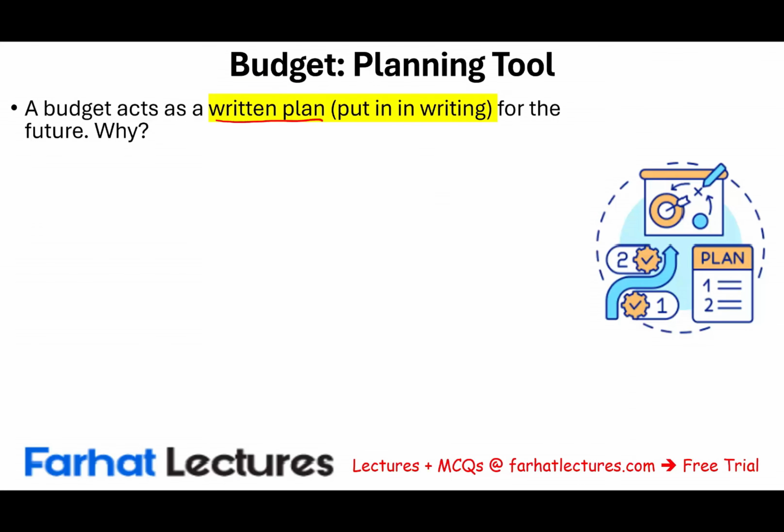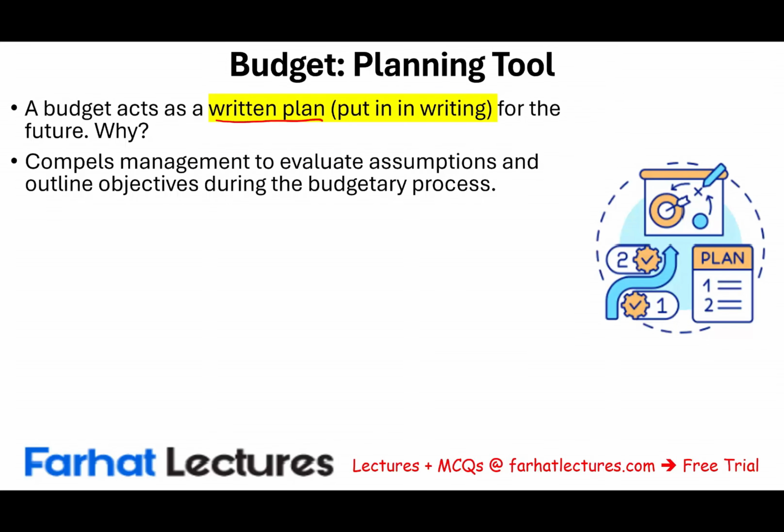Now, why does it have to be in writing? Because once it's in writing, it compels management. It forces you to evaluate the assumptions. Why are we planning so? Put it down in writing so we can evaluate the objective, and we do so during the budgetary process. Put it in writing. Now, why is this important?